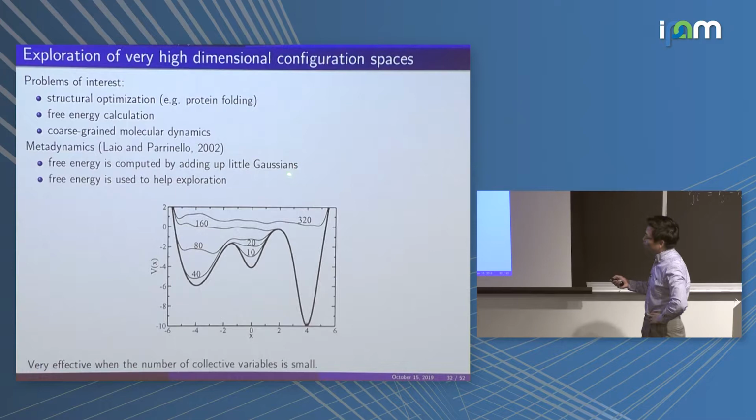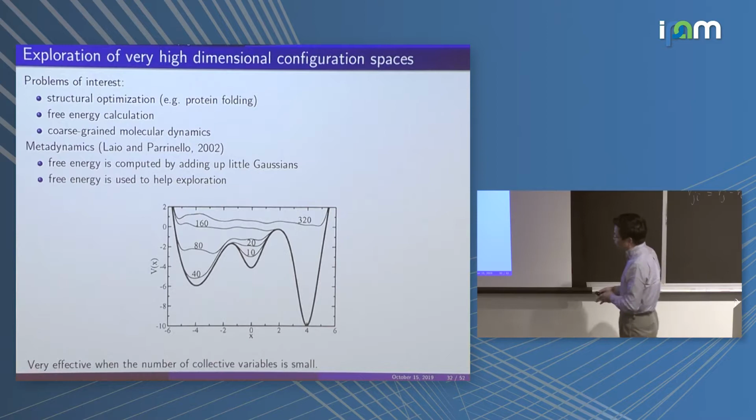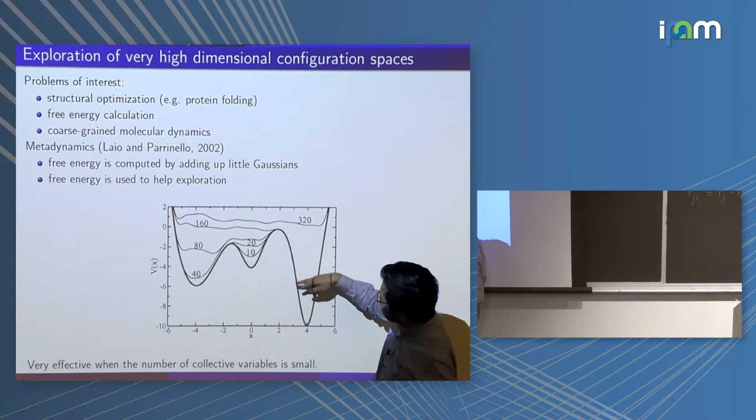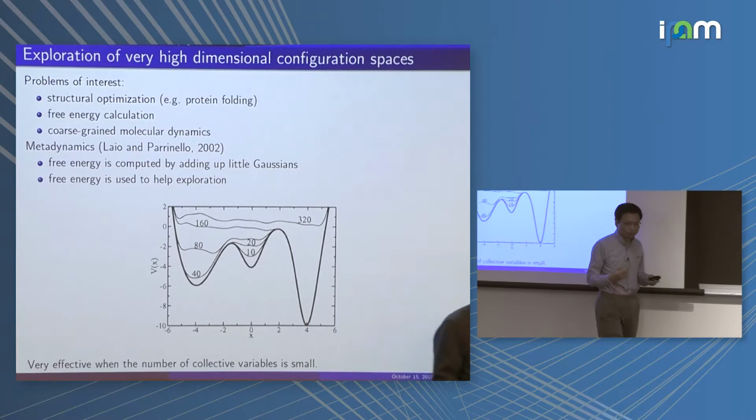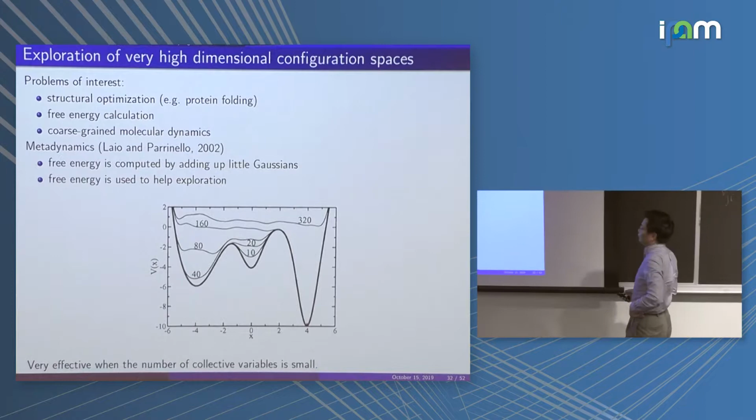The second idea is that you use the free energy that has been computed, which is not as accurate, but you still use that to help do exploration. So if you added a little Gaussian here, your potential energy doesn't look like this, it looks like this. So this bottom is raised up a little bit, so you get stuck less. When you add up to here, this well is removed. So you don't get stuck at this well at all. So this is the idea of metadynamics. And this is a little bit like what I was emphasizing about exploration.